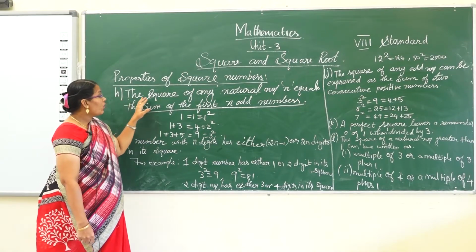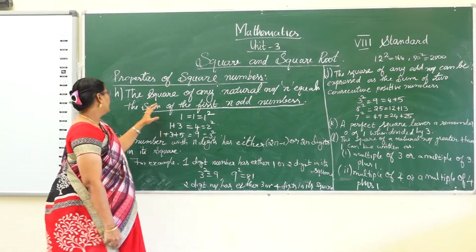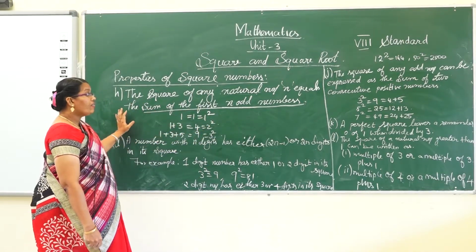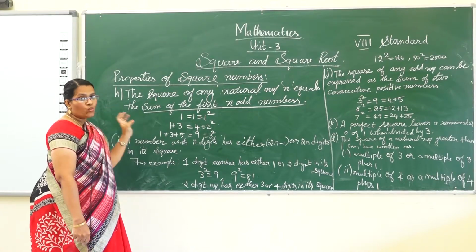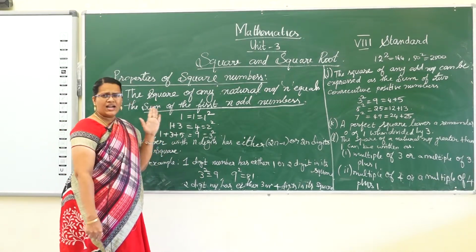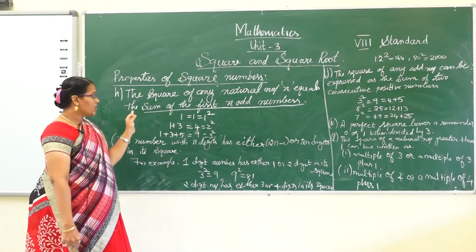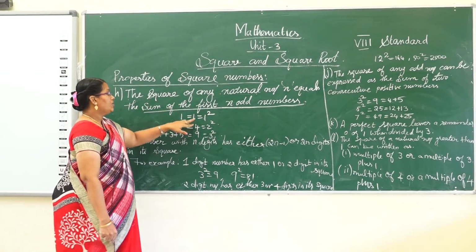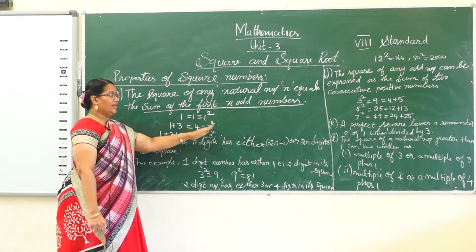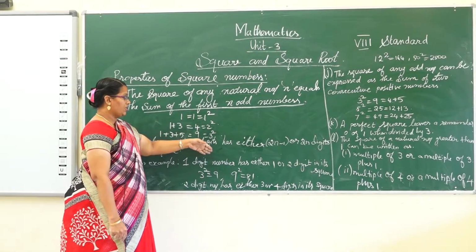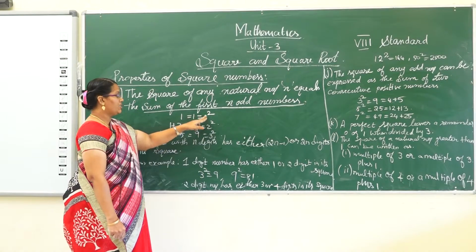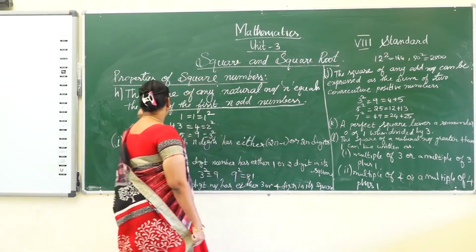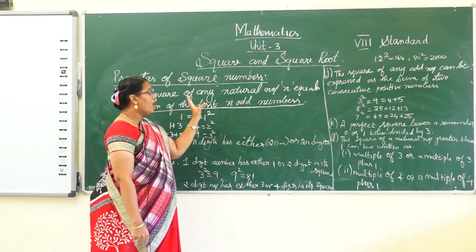H1 property: the square of any natural number n equals the sum of the first n odd numbers. The odd numbers are 1, 3, 5, 7, 9. So the squares of the natural numbers are 1 square, 2 square, 3 square, 4 square. And n square equals the sum of the first n odd numbers.